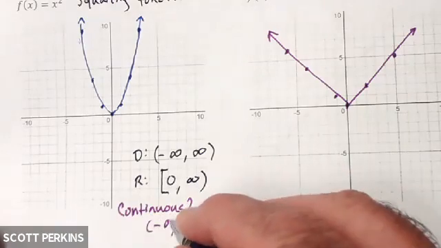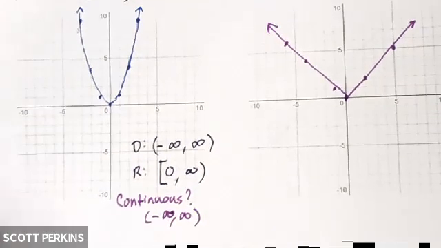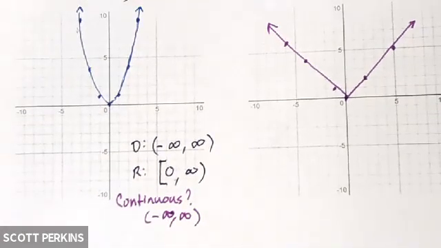-infinity to... that's a terrible infinity. You paid good money for this class. Okay, so from -infinity to +infinity would be the interval of continuity there. Because there's never any place that you have to lift up your pen or pencil or finger when you are tracing it.